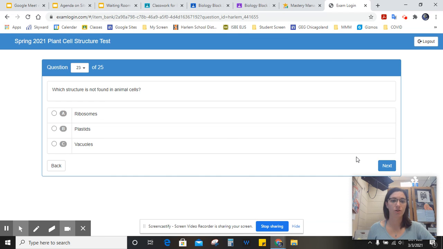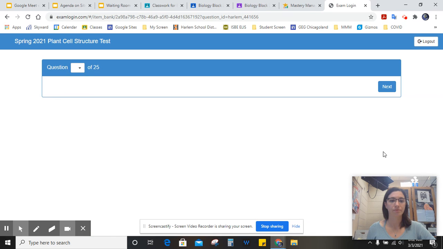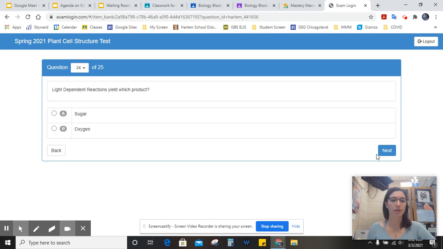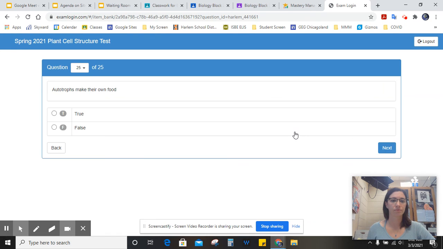Question 23. Which structure is not found in animal cells? A, ribosomes, B, plastids, or C, vacuoles? Question 24. Light-dependent reactions yield which product? A, sugar, or B, oxygen? And question 25. Autotrophs make their own food. T for true, F for false.